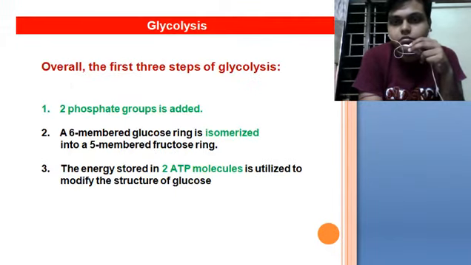Now we will go for the conclusion of the first steps. At first we have to conclude that 2 phosphate groups are added along with the isomerization of the 6-membered ring into a 5-membered fructose ring, and along with the utilization of 2 ATP molecules.